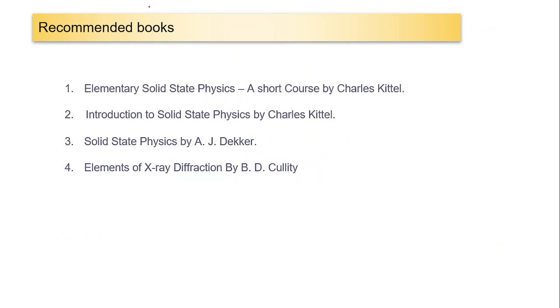First, these are the recommended books for this course. Last week we were discussing X-ray diffraction, so this book by B.D. Cullity, Elements of X-ray Diffraction, is a very good book with the basic conceptual things explained very clearly. So you can refer to that. And now moving to what we had discussed last time.